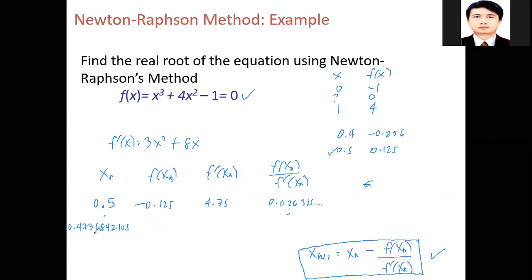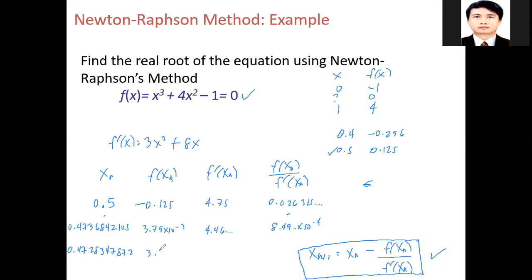If you try to continue, again to obtain the next column, just substitute this x value to the given function. This will give us 3.79 times 10 to the negative 3. And this one, substitute this to the f prime of x. So this will give us 4.46. And this one, just divide these two. This will give us 8.49 times 10 to the negative 4. So again, to obtain the next value of x, just subtract these two, the first and the last column. We can obtain 0.47283477872.